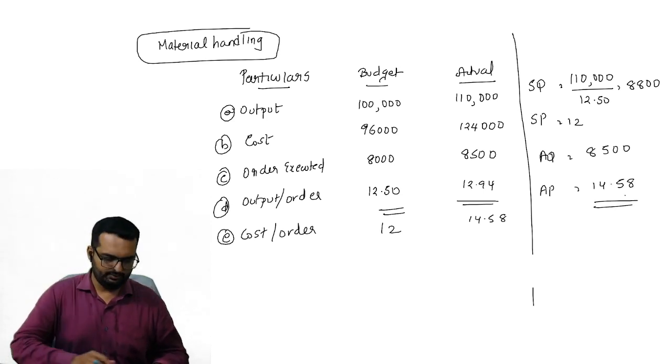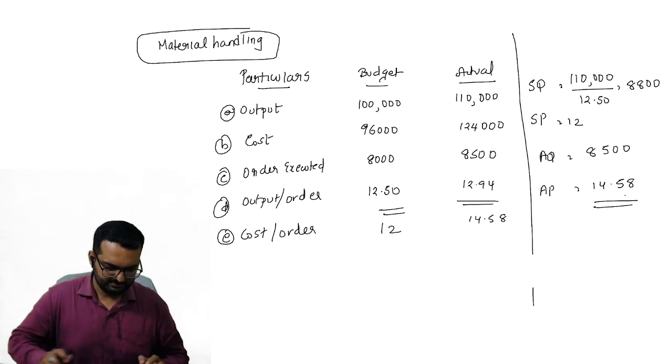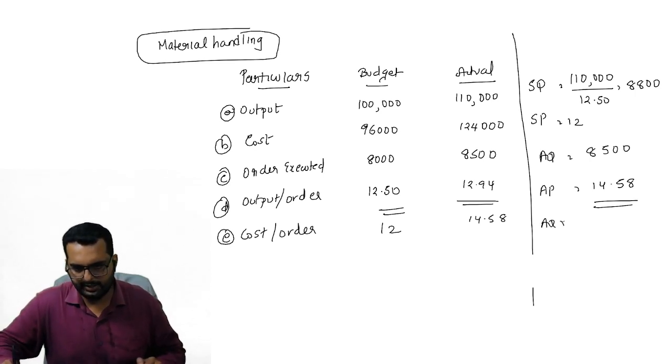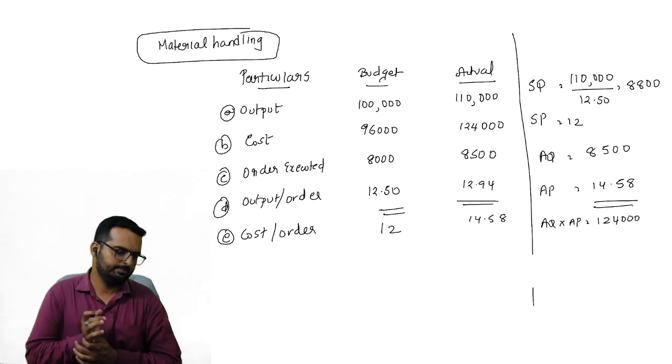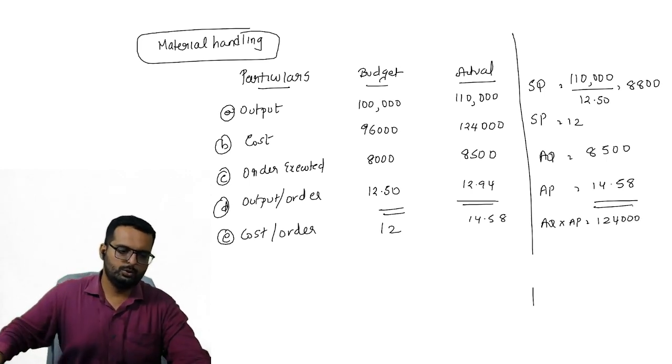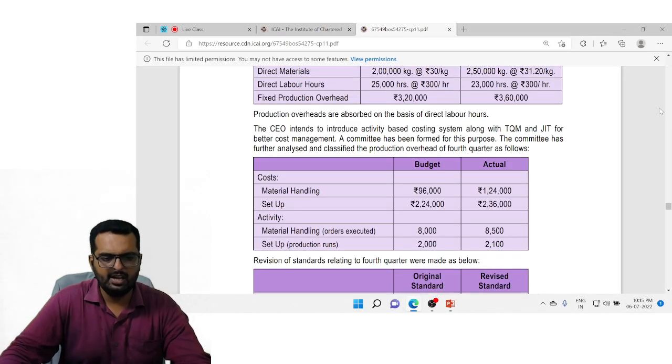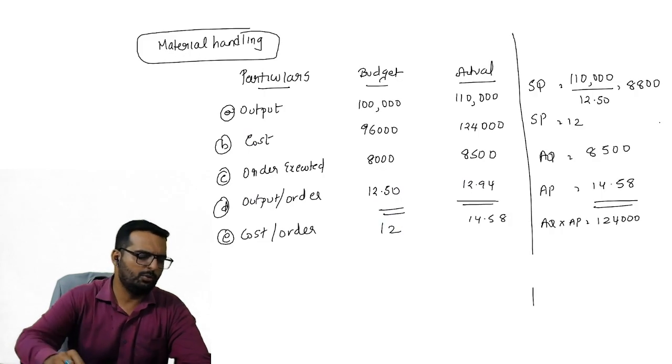Can you write down this and finish it off, friends? So AQ into AP will be 1,24,000. Do the rest in the same way. I want you to do setup on your own.